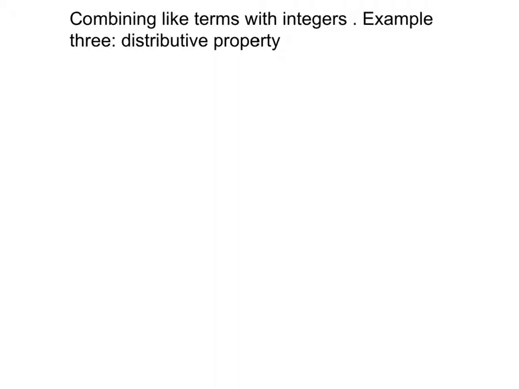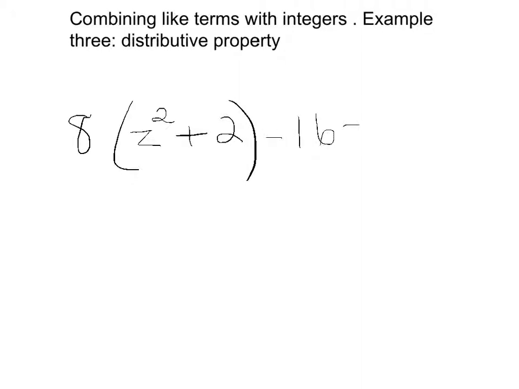Our last example is going to be combining like terms with integers. Example 3, using the distributive property. Okay. So, if you have a problem that looks like this, 8 times the quantity z squared plus 2, minus 16z squared, minus 15.